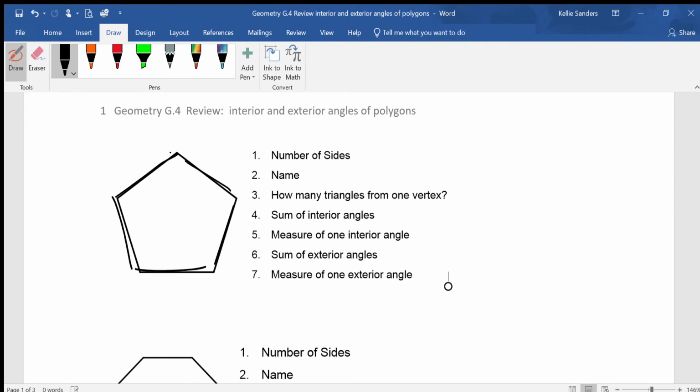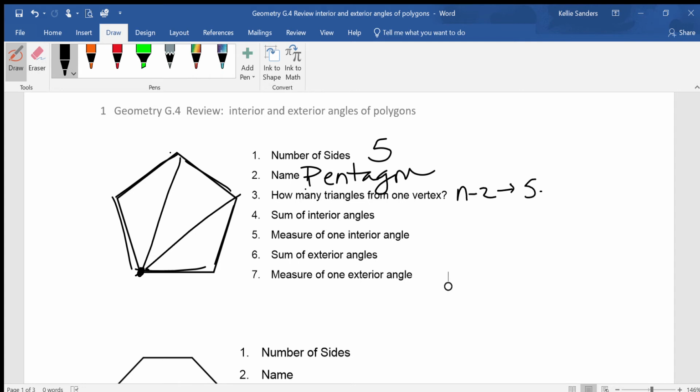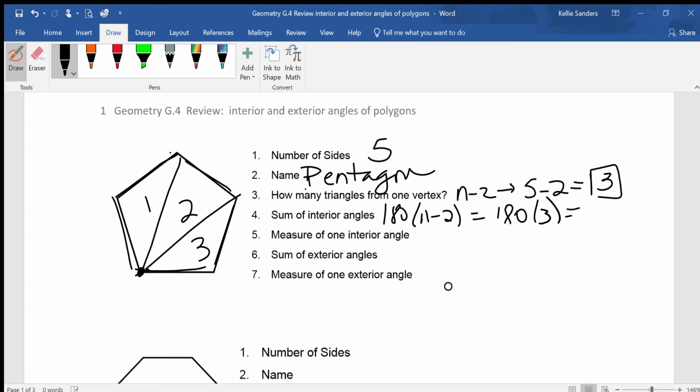1, 2, 3, 4, 5. How many sides? There are 5. If you have a 5-sided polygon, what's its proper name? A pentagon. How many triangles from one vertex? N minus 2, which would be 5 minus 2, which would be 3, or 1, 2, and 3. Sum of interior angles. If we have 3 triangles, or 180 times n minus 2, 180 times 3 is 540.